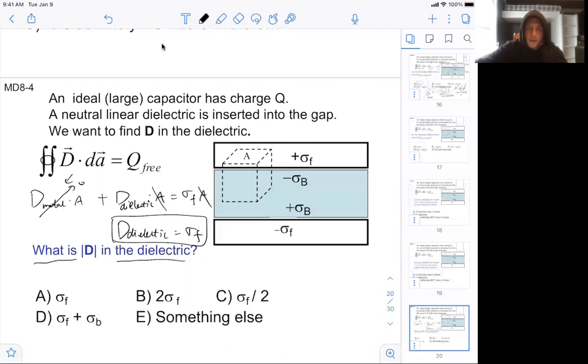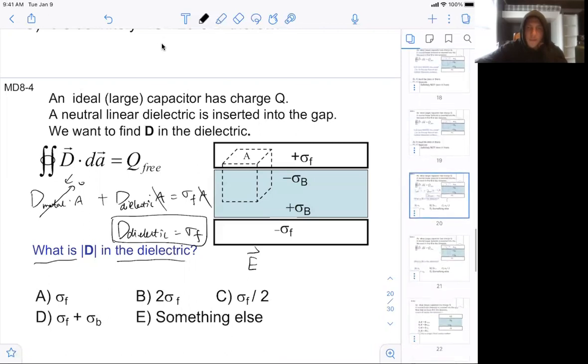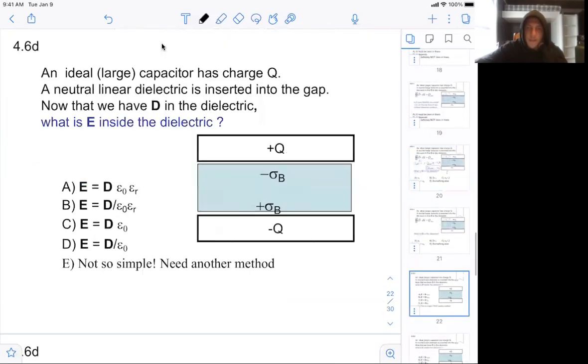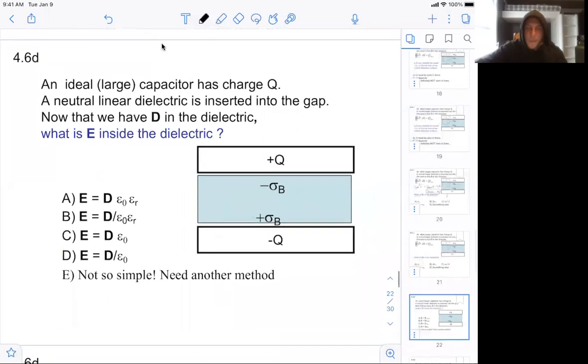All right. So we found D. The next step is we're still interested in finding the E field. So what is the E field inside? And I told you this is a linear dielectric. So how are E and D related?